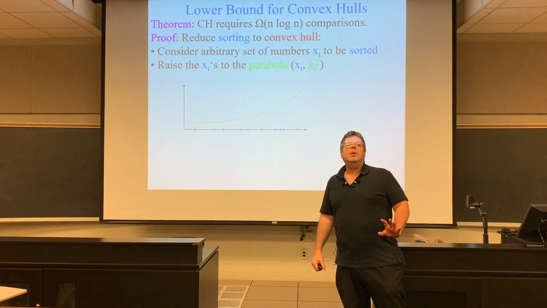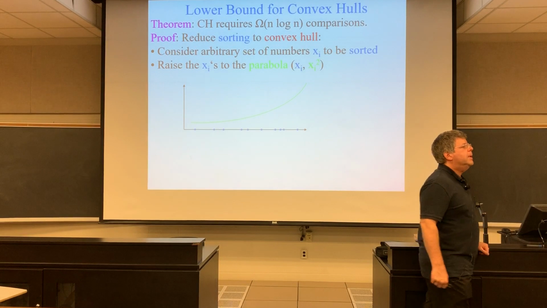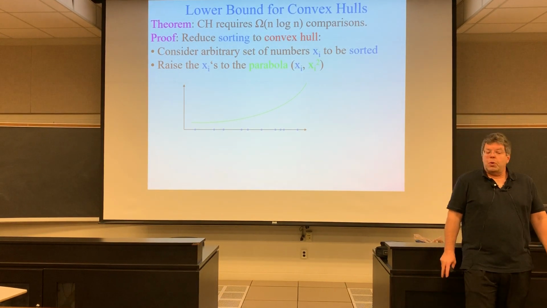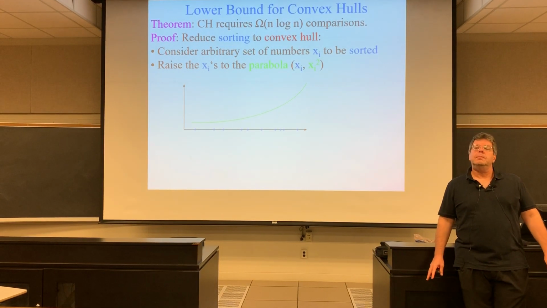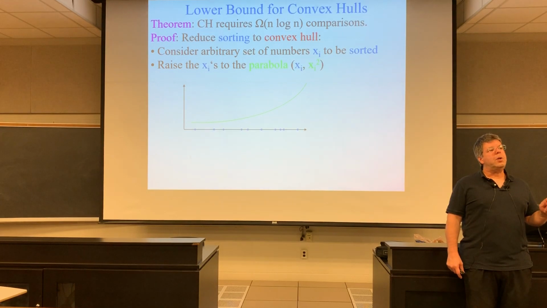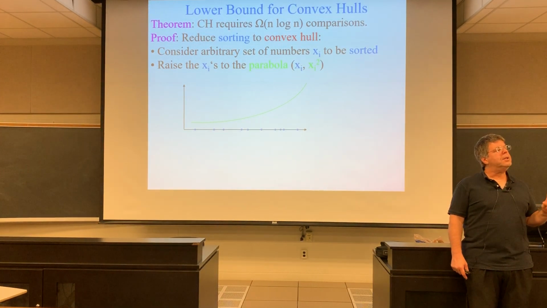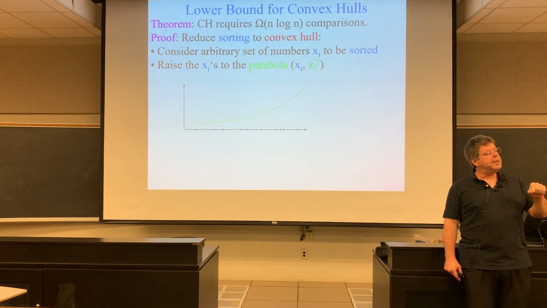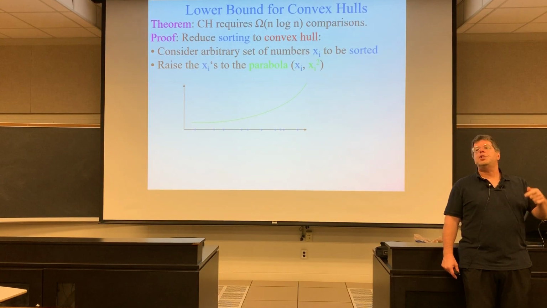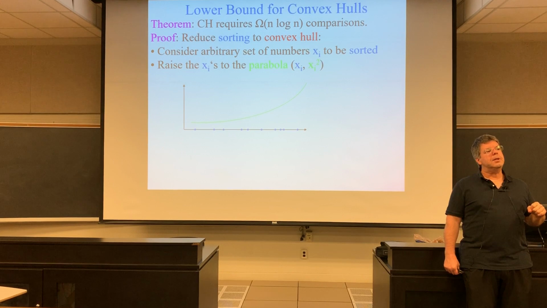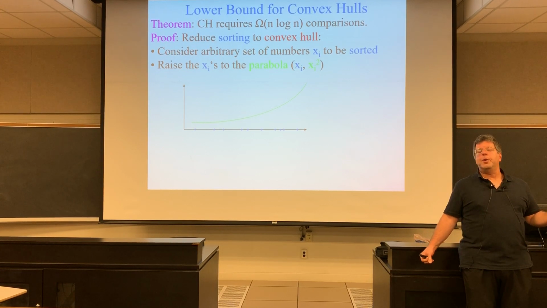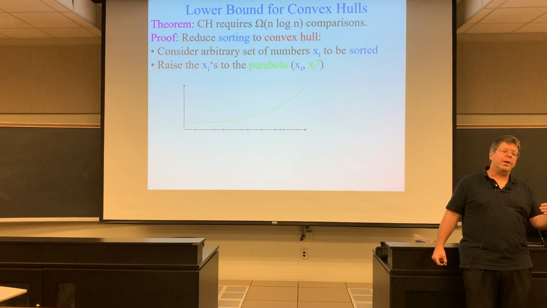We're not going to sort them, but we want to sort them. We don't want to spend n log n time. But if we had a convex hull subroutine that creates a convex hull in linear time, we're going to exploit it, take advantage of it to sort for us in linear time as well, which we know can't happen. And therefore, that subroutine for convex hull can't work in linear time either.